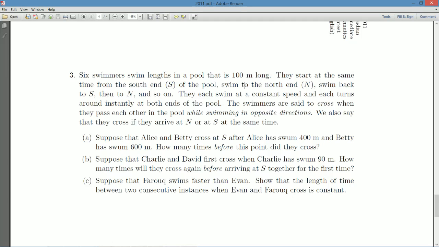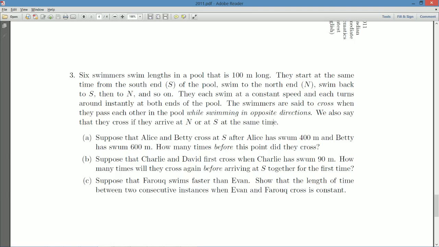We also say that they cross if they arrive at N or at S at the same time. Okay, so we have a couple different definitions of what it means to cross. That'll probably mean that we might need to break things down into cases in this question. So they cross when they're going in opposite directions but they're in the middle of the pool, or they cross if they both hit N or both hit S at the same time. Okay.